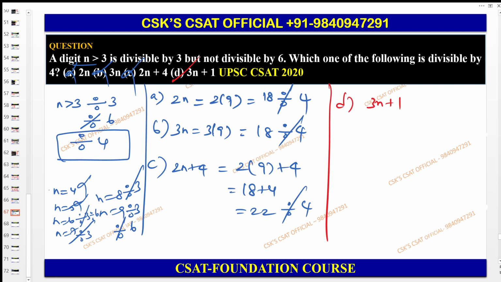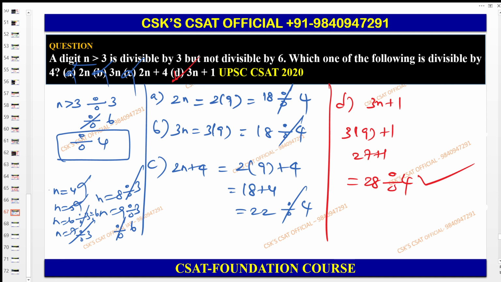3n plus 1. So 3 into 9 plus 1, 27 plus 1, 28. Yes, 28 is divisible by 4. So the general term 3n plus 1 is applied when n is a number divisible by 3 but not divisible by 6. In such a case, that expression is completely divisible by 4. So this is the case here with this question.